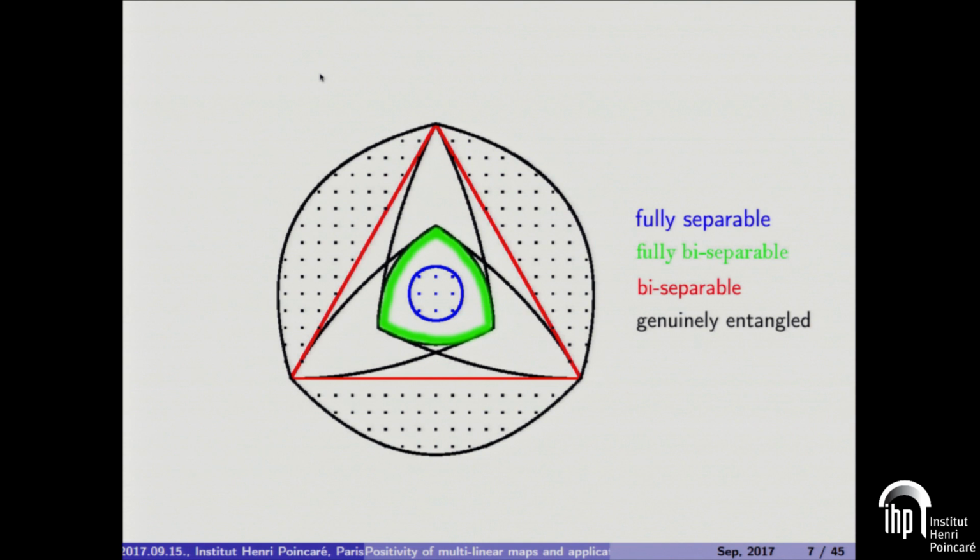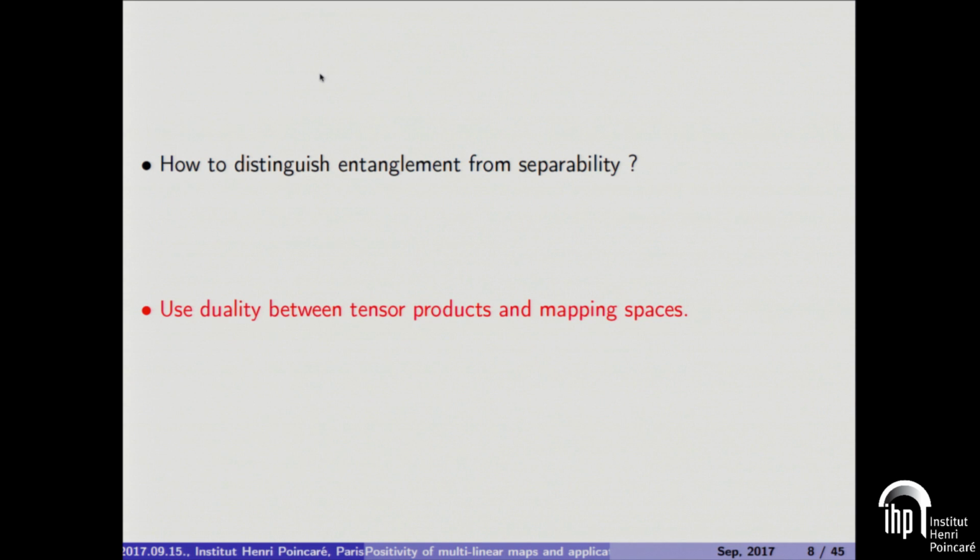So our task is to find the dual object of these several kinds of separability. My question is how to distinguish entanglement from separability. The answer is to look at the dual object.